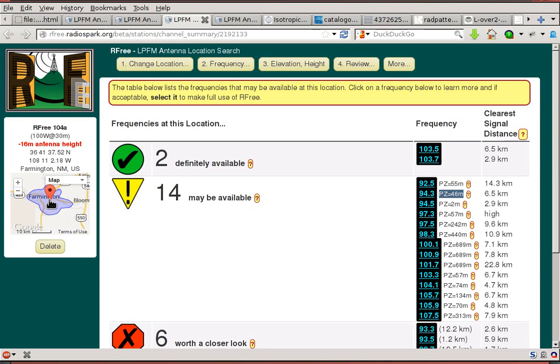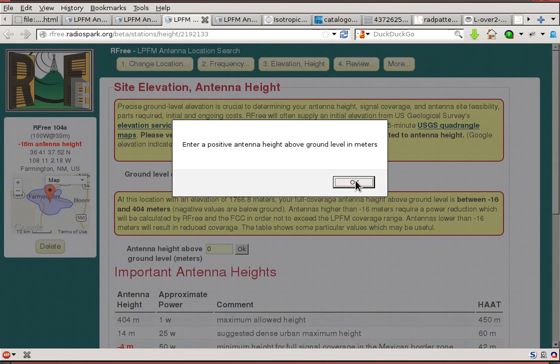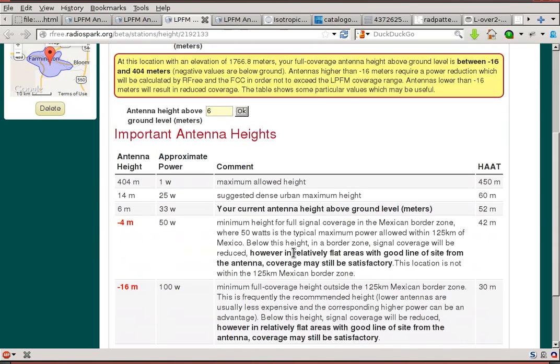So let's raise the antenna. Let's raise it to ground level, let's say. That's still not where you want to have the antenna, but let's raise it to ground level to see what happens. So let's change that from -16 to 0. We'll hit OK. Oh, I guess it has to be positive. Let's put it at 6 meters, which is about 20 feet. That's a nice level.